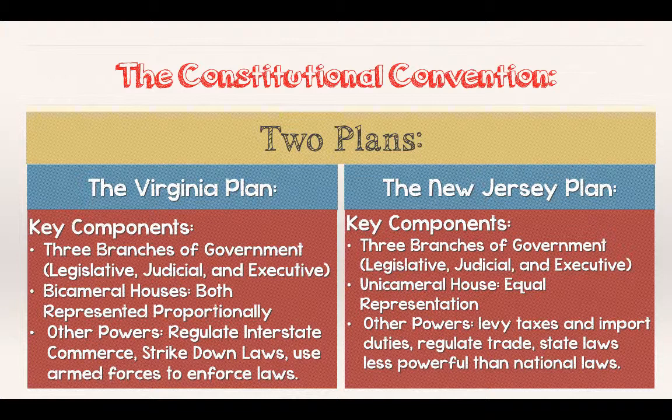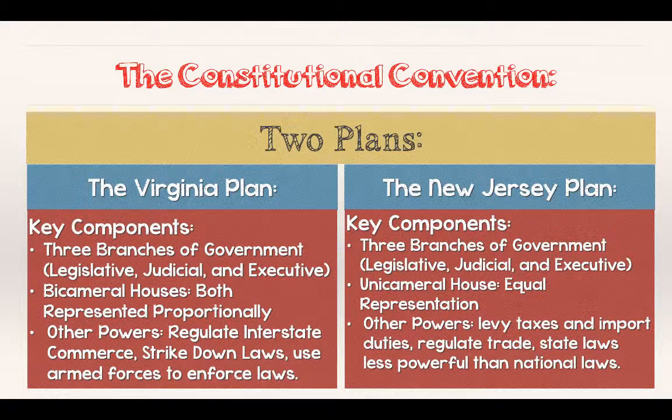Next up, we see the key components of the New Jersey plan. The New Jersey plan also called for three branches of government. That's one thing both plans agreed upon: we needed separation of powers, and we needed three branches. The New Jersey plan called for a unicameral house with equal representation. Other powers: levy taxes and import duties, regulate trade, and state laws have to be less powerful than national laws.